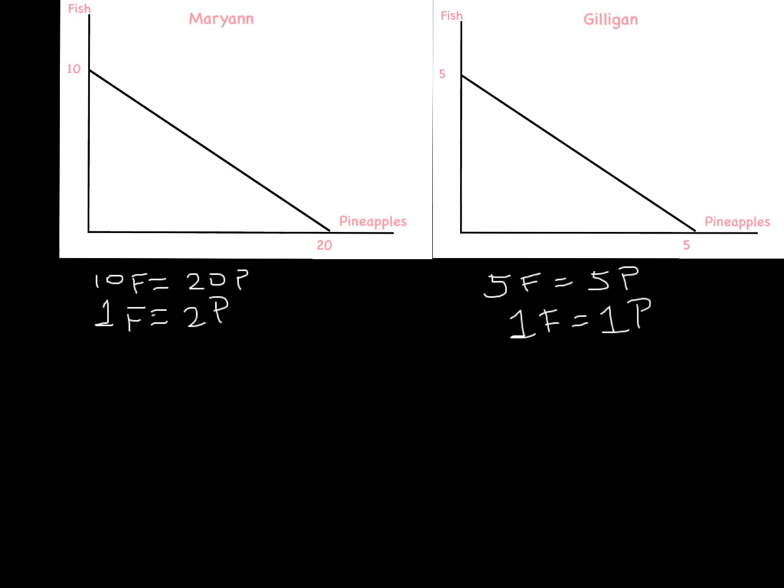All right, so just looking at these two, who has the lower opportunity cost in producing fish? Marianne, 1 fish costs her 2 pineapples. Gilligan, 1 fish costs him 1 pineapple. 2 pineapples is greater than 1 pineapple. The cost for Marianne is 2 pineapples. The cost for Gilligan is 1. That means Gilligan has the comparative advantage in pineapples.